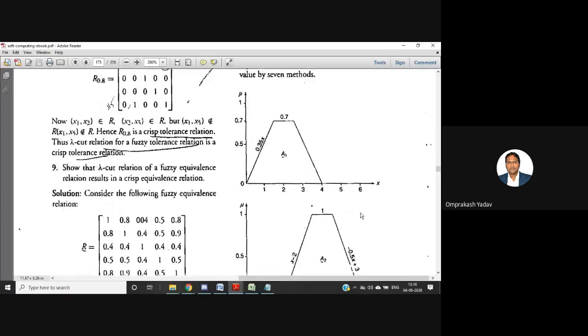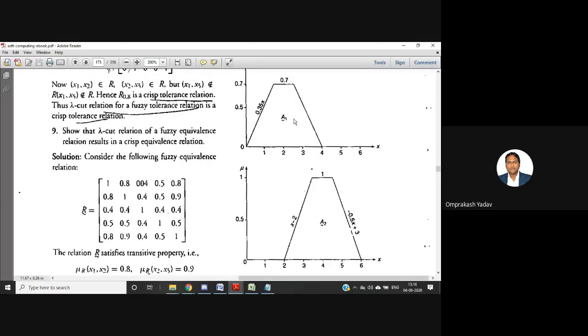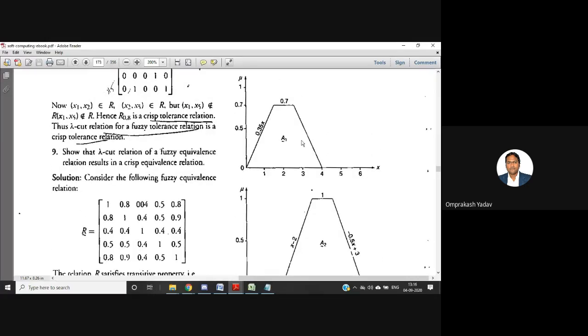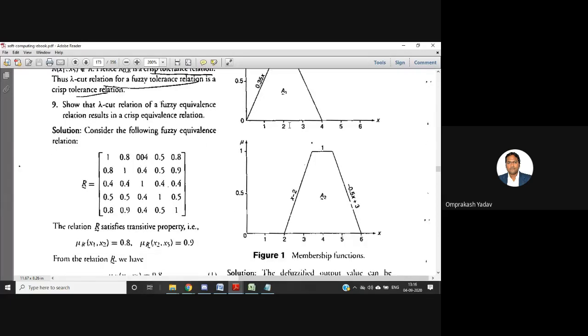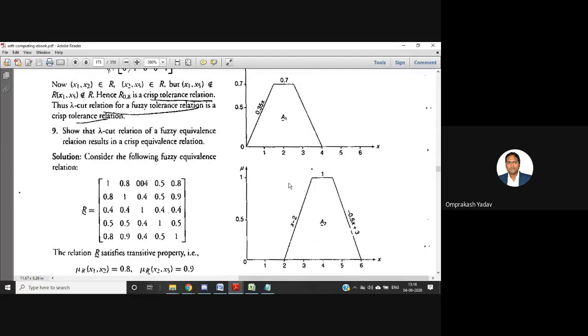So in the question, two graphs are given like this. Now it's our responsibility to draw the graphs for our convenience, one below the other, and then find the third graph, which will be the superimposition of both graphs, that is, the union of both graphs. So let's try to solve this.